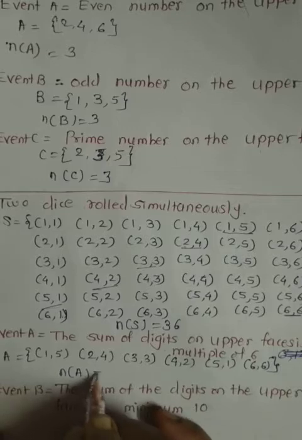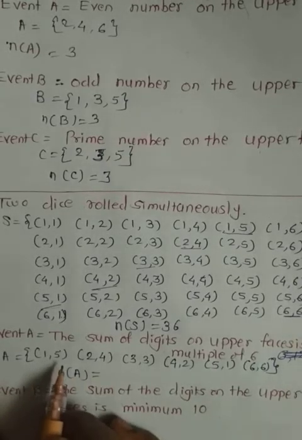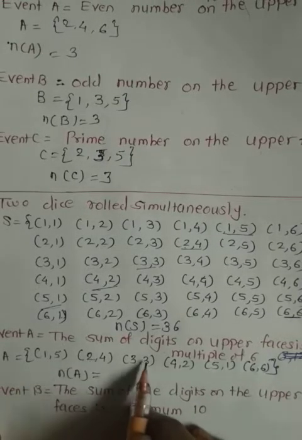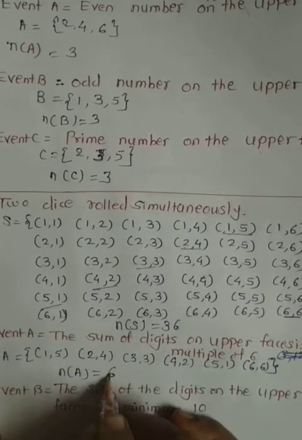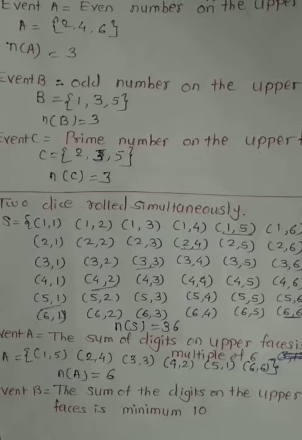Therefore the number of A is equal to how many sample points? 1, 2, 3, 4, 5 and 6. This means we write here number of A is equal to 6.